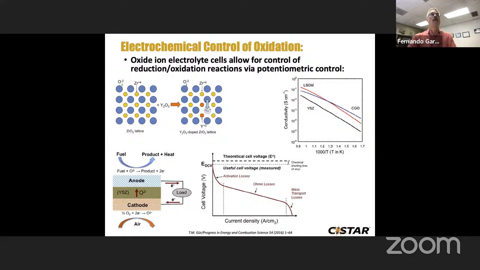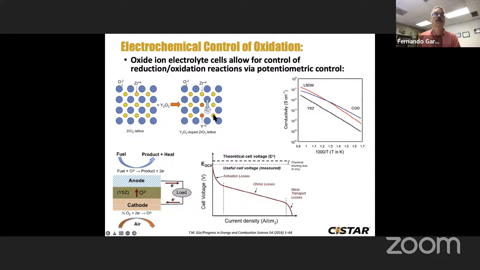One method of controlling the oxidizing power of oxygen is to use oxide ion electrolyte cells. What I have illustrated here is something many of you are probably familiar with. It's used in solid oxide fuel cells. If you take a zirconia oxide lattice and add a cation of lower charge, such as yttrium or calcium, there are others you can add too, you create oxygen vacancies, and it's the high mobility of these oxygen vacancies which allows for oxide ion transport within this system.